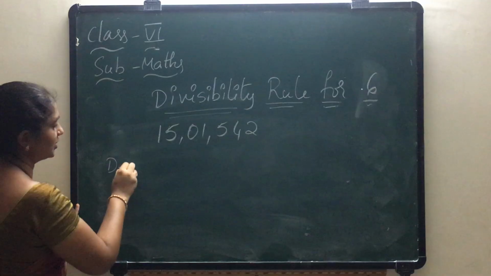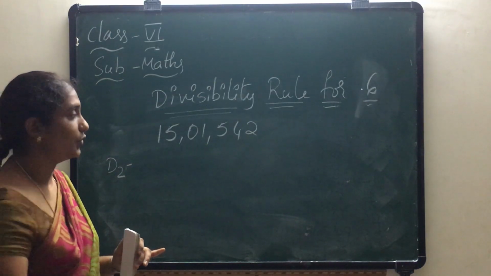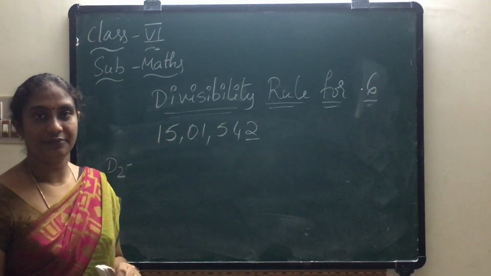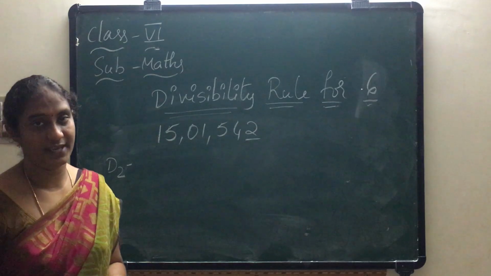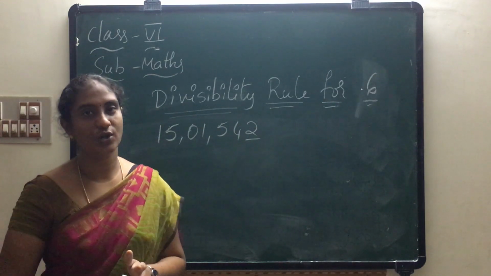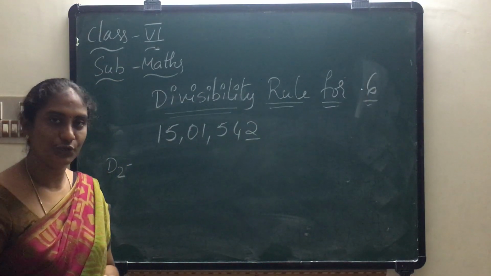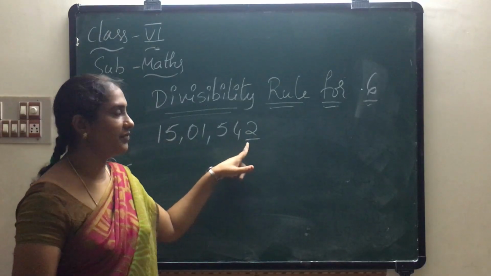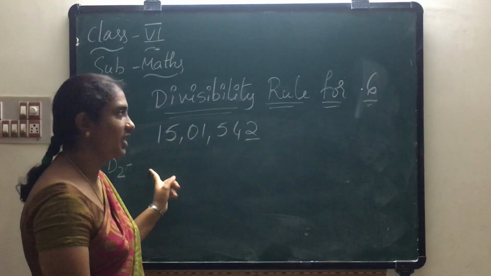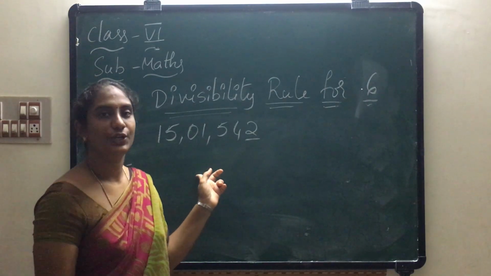First, what do we have to see? D2. Now, in the units place, what is the rule for the 2 table? We have to see the units place. In the units place, we have to get only 0, 2, 4, 6, 8. Then only the total number is divisible by 2. Now, here, what number did we get in the units place? 2. We got 2 here. Is the total number divisible by 2 or not? Yes, the total number is divisible by 2.